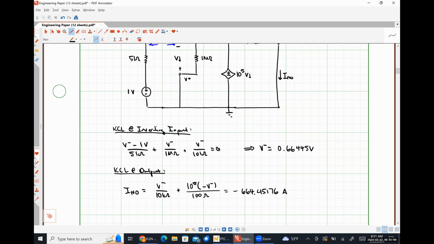If we were to short circuit the output terminal of an op amp, we would not see 665 amps flowing through it. That would literally make it explode. Okay. This is a mathematical thing here that we're doing, not a physical thing.